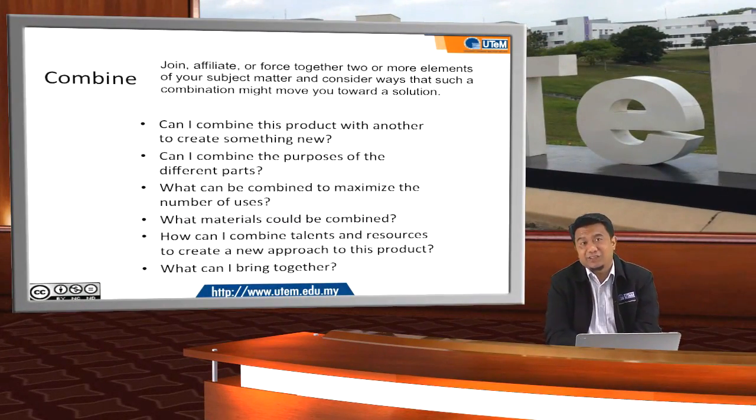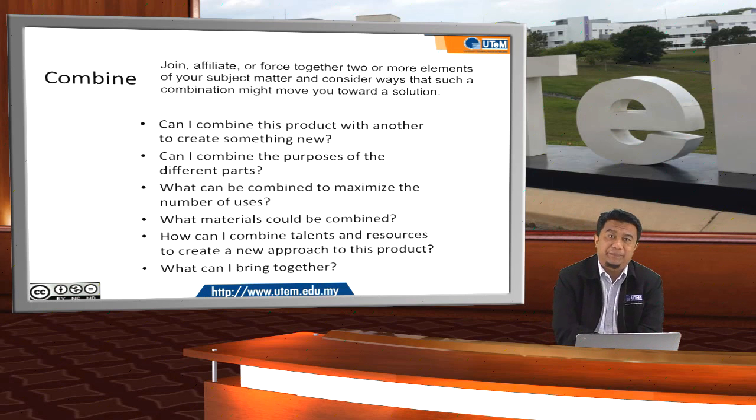C in SCAMPER means combine. Now, what is combine? Combine means to join, affiliate, or force together 2 or more elements of your subject matter and consider ways that such a combination might move you towards a solution.